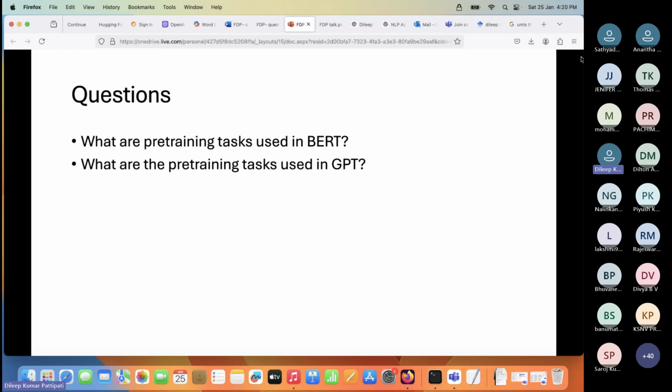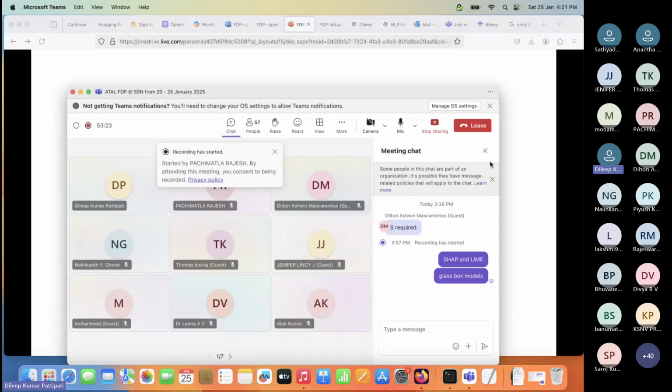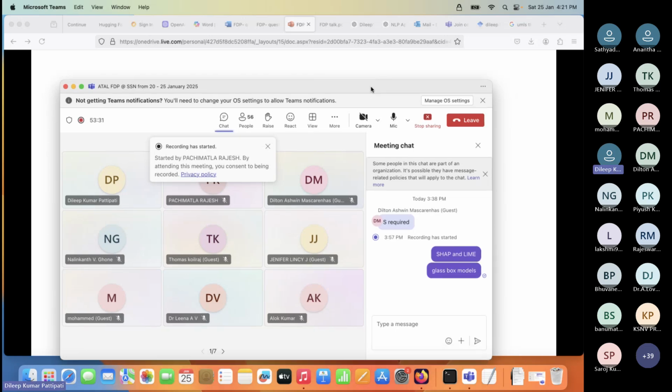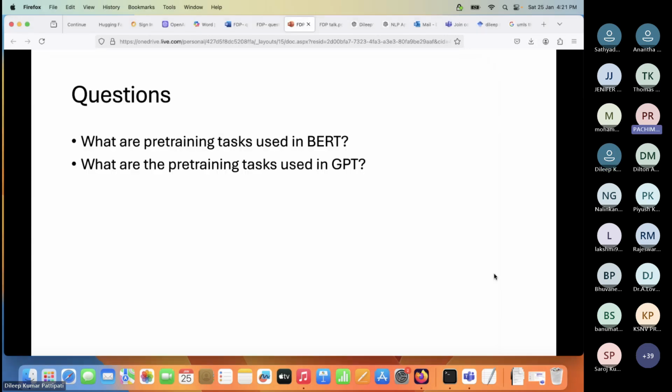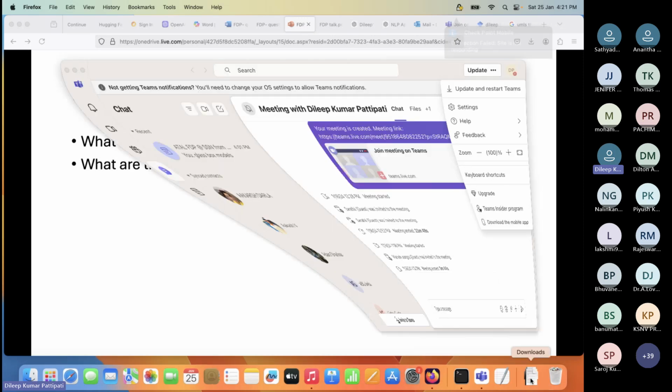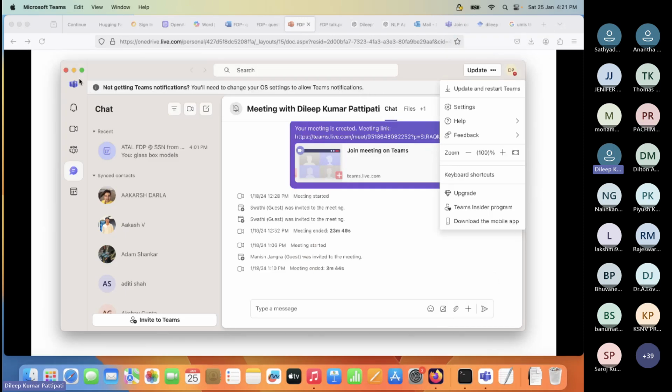So for BERT, the tasks that are used are masked language modeling. I don't know why I'm unable to type. Sorry, I'm unable to type in the chat box. No issues. Okay.